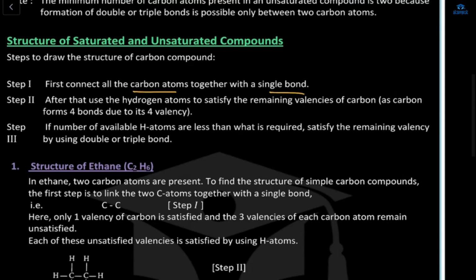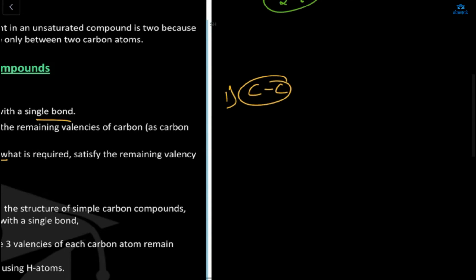And if the available hydrogen is less, then what do we need to do? We need to satisfy the remaining valency by using a double or triple bond. So your rule is that we have to start with a double bond. Then we have to put a hydrogen over here, over here, over here, over here. And the third rule is, if your hydrogen is more, then what do we have to do?